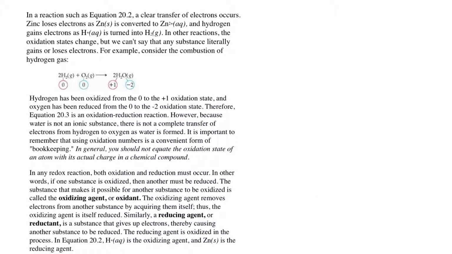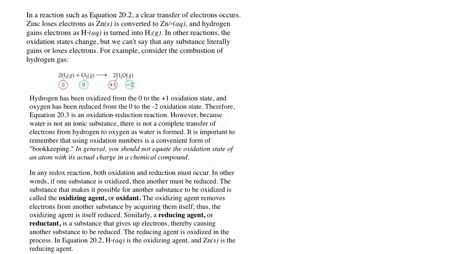In a reaction such as equation 20.2, a clear transfer of electrons occurs. Zinc solid loses electrons and is converted to zinc ion, and hydrogen ions gain electrons as they are turned into hydrogen gas. In other reactions, the oxidation states change, but we can't say that any substance literally gains or loses electrons. For example, consider the combustion of hydrogen gas.